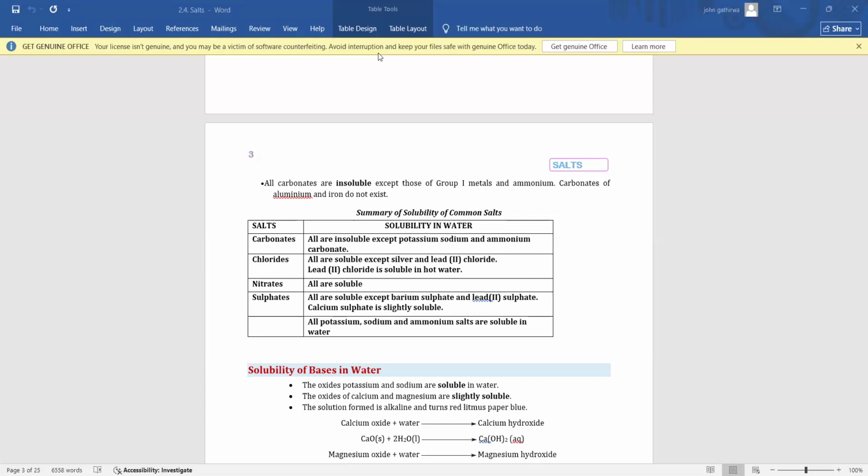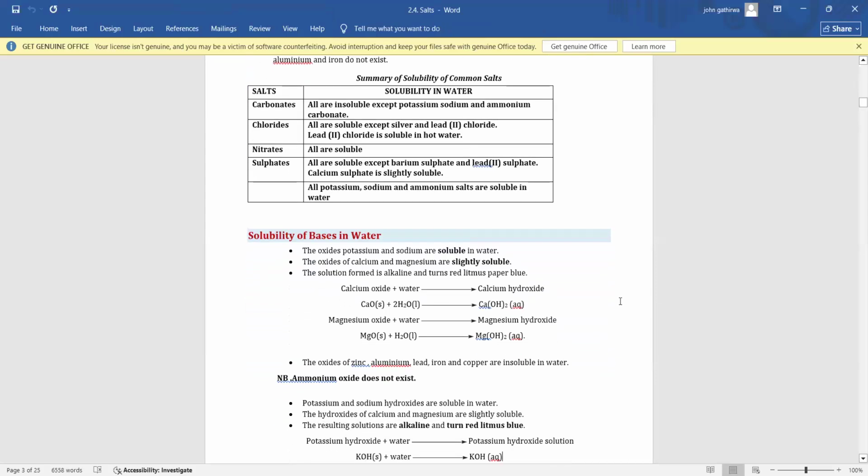Then when we come to magnesium and calcium, that is magnesium oxide, magnesium hydroxide, calcium oxide, calcium hydroxide, we say that they are slightly soluble. And then all the other metal oxides and metal hydroxides are insoluble. So I hope up to there we have understood something. So we proceed from the solubility of bases.